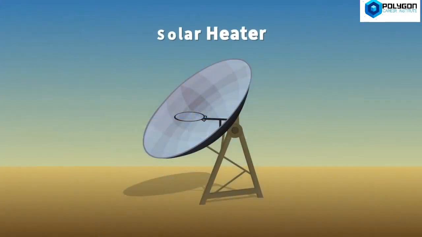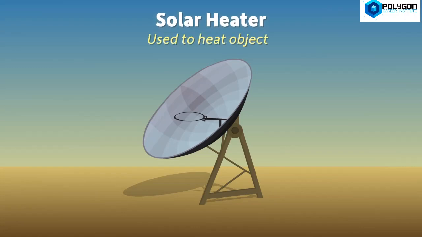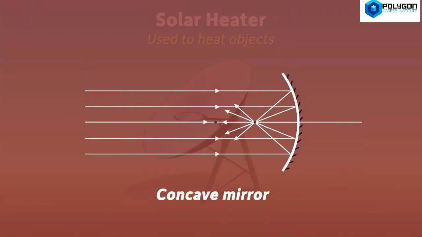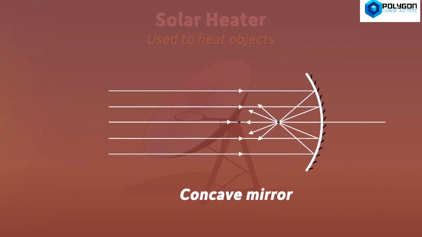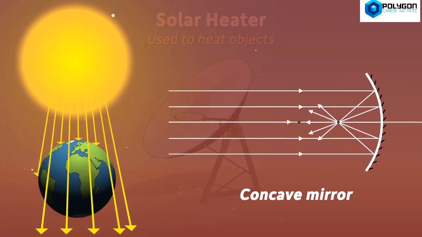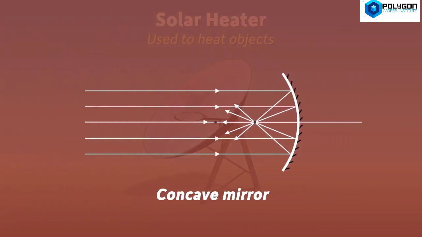Have you seen solar heaters? Solar heaters are devices that use the energy from the sun to heat something. It is the most common device which uses a concave mirror for its function. We already know that the rays of light coming from an object kept at infinity converge after reflecting from the surface of a concave mirror. Here, the sun is very far away and hence the rays of light coming from it are parallel near the Earth's surface. These parallel rays after reflection converge at a point called focus.